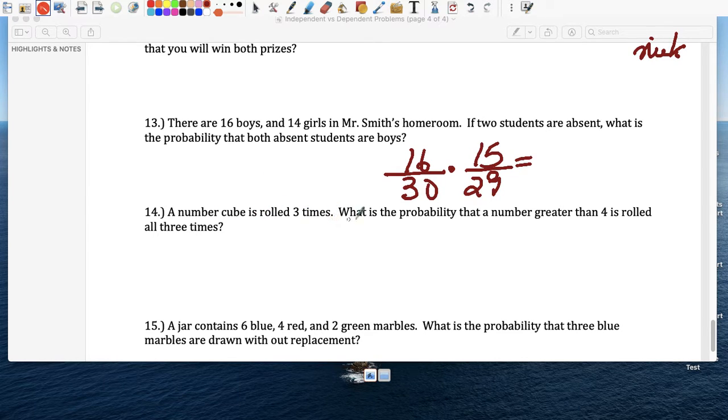A number cube is rolled 3 times. What's the probability that a number greater than 4 is rolled all 3 times? Well, a number greater than 4 is 5 and 6. So the probability of that happening on the first roll is 2 out of 6. On the second roll, it's 2 out of 6. And the third one is 2 out of 6. Notice that the first event had no effect on the second, and the second had no effect on the third, just because nothing changed. All the totals are there. The 5 and 6 are still there. It's not like we take one out from the die.